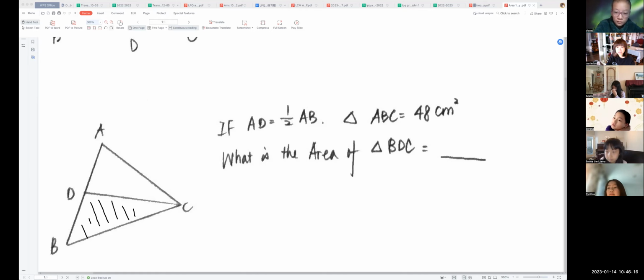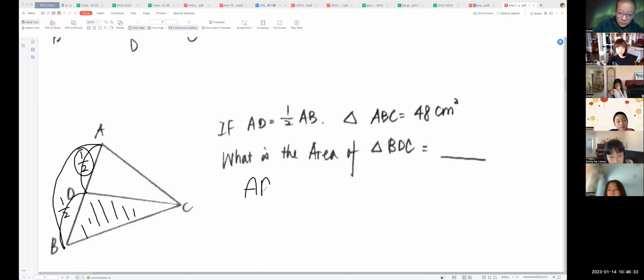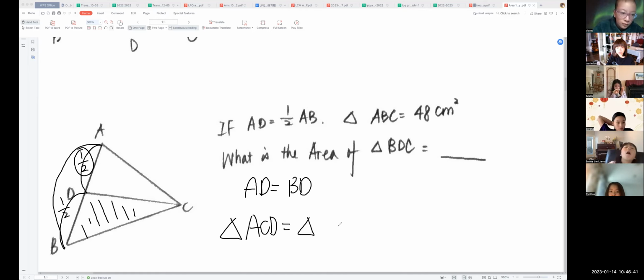Okay. Everybody, let's take a look at this one. We know AD is a half. 好，那老师问你，这个是 half，那另外一半呢？也是 half，对不对？So that means it's actually telling you AD equals what? Right, so that also means what? Triangle ACD equals triangle BCD, correct?